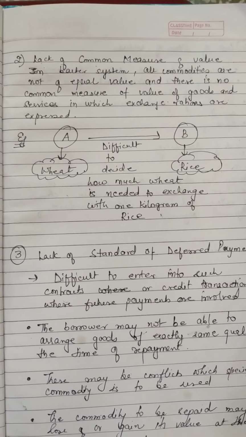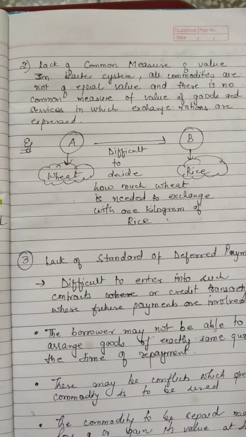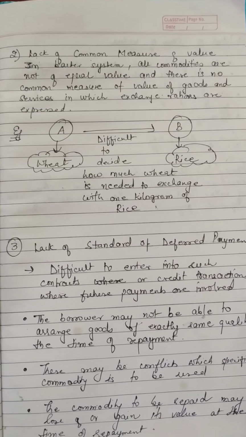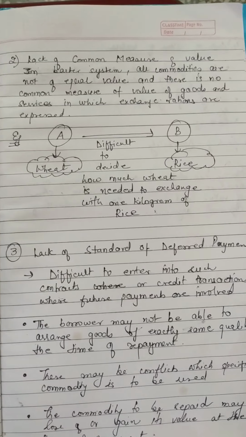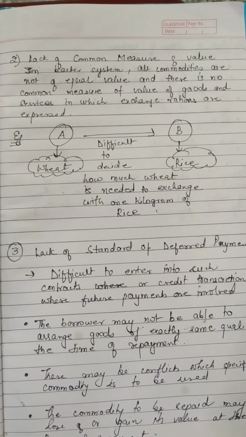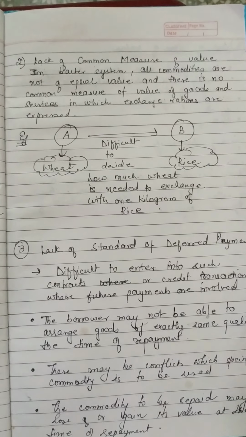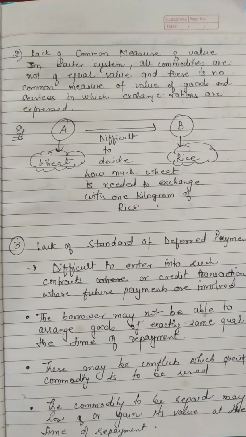Today we know that if one pen costs ₹5 and I want to buy 2 pens, I can easily give 10 rupees to the shopkeeper and buy 2 pens. But at that time, in the barter system, it is difficult to determine what quantity should be exchanged in lieu of the quantity of the other good.